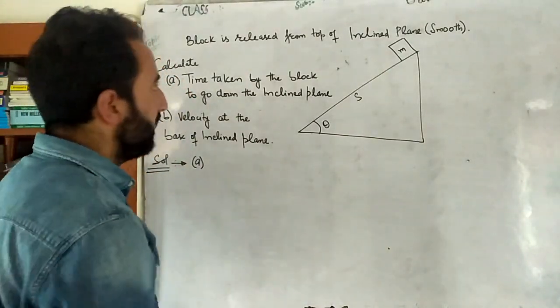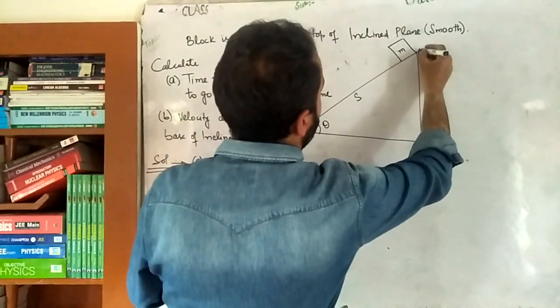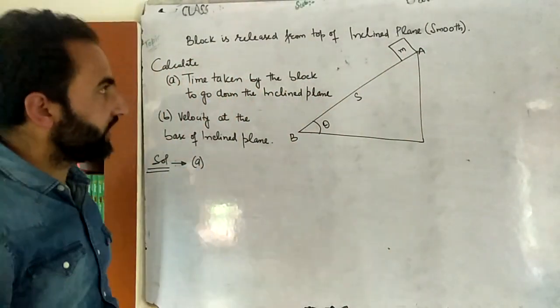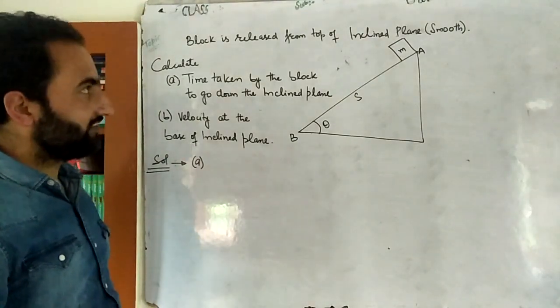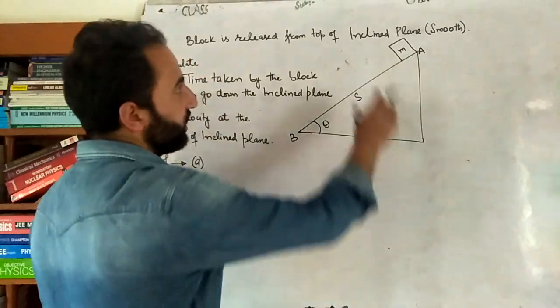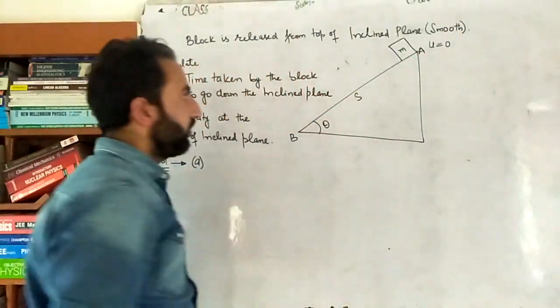Now the question is, this block will go from this point. Suppose this is point A. It will go from point A to point B. Calculate the time taken by the block to go from point A to point B. Number two is that its initial velocity is 0 because it is released from the top of the inclined plane. So its initial velocity u is equal to 0.